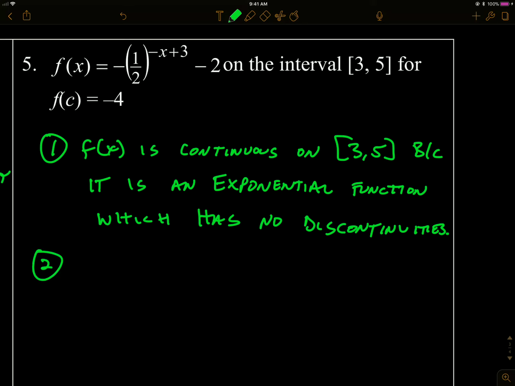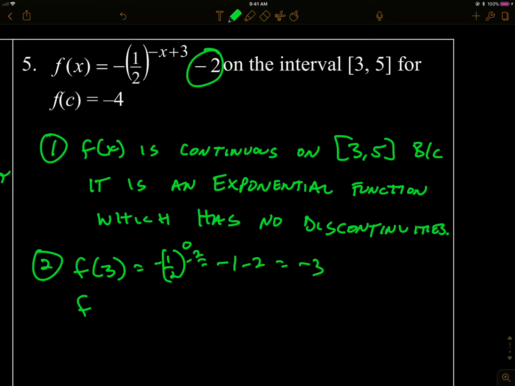Step 2. Let's check our endpoints. I do f of 3. I want to find that y value. So it looks like we'll get -1/2. We're plugging in a 3, so it's going to be to the 0. Oh, that one's not so bad. This should be -1. I didn't see that -2, sorry. So then it's -2. So it's -3.